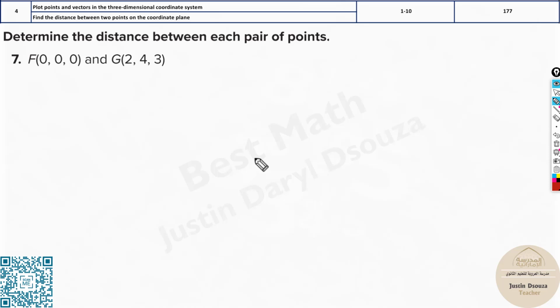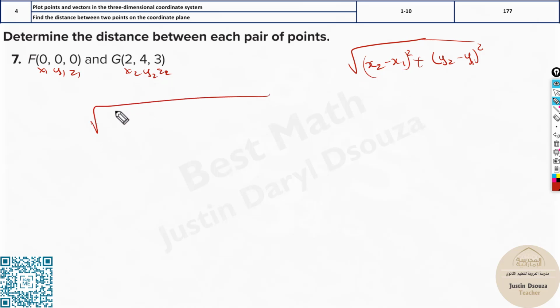This is again a very easy concept. You know the distance formula, right? It is always x2 minus x1, the whole squared, plus y2 minus y1, the whole squared. But here we have three coordinates, not just two: x1, y1, z1, and x2, y2, z2. So we modify the formula to add all the coordinates. It'll be x2 minus x1 the whole squared plus y2 minus y1 the whole squared plus z2 minus z1 the whole squared. So this is it.